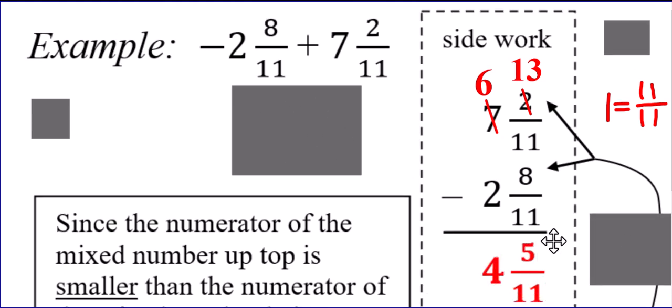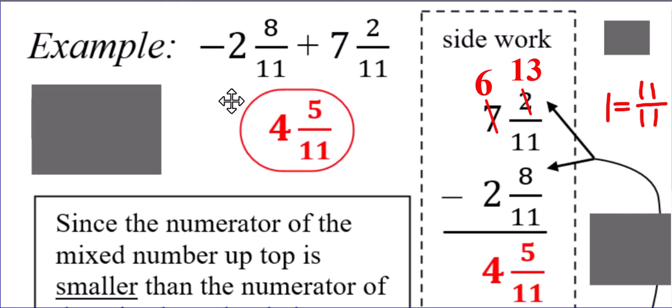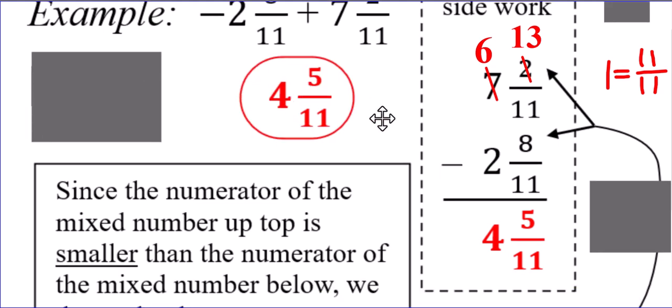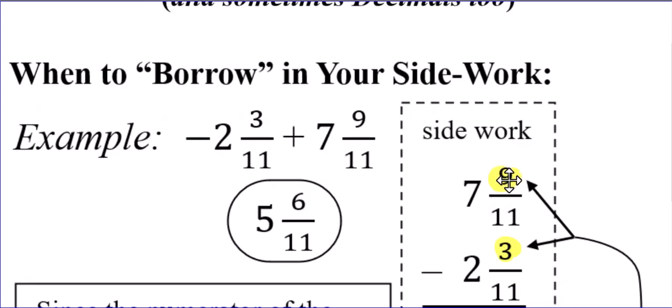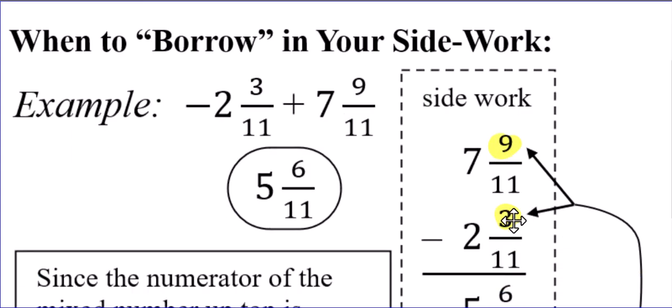Come back over here. I hope you're writing this down, by the way, along with me. Should this be positive or should it be negative? Well, once again, just like the problem over on the left, here on the right, the positive number is a bigger absolute value than the negative number, so the answer, therefore, will stay positive. Again, go ahead and write that down because that's not written on your paper. Positive 4 and 5 11ths. So once again, conclusion. If the numerator up here is smaller than the numerator down here, you're going to have to borrow. But if the numerator up top is already bigger than the numerator on the bottom, then there's no need to borrow at all.